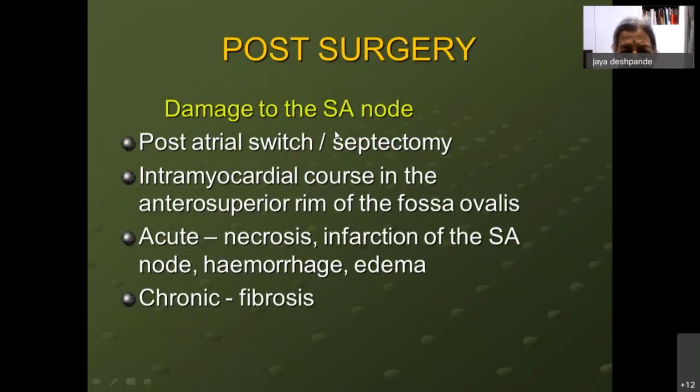So damage to the SA node was more often seen after the atrial switch or septectomy because of the intramyocardial course in the anterosuperior rim of the fossa ovalis of the artery to the SA node. This can cause acute necrosis, infarction of the SA node, hemorrhage, and edema. And if the patient survives, it can lead to fibrosis of the SA node.